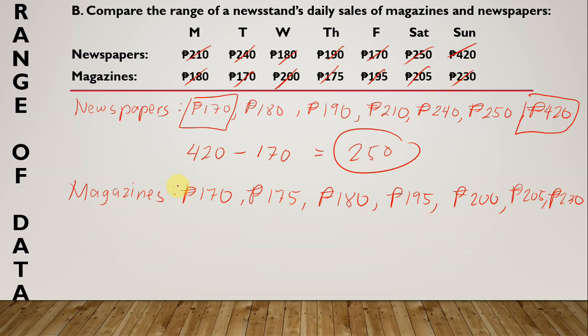Ang lowest range natin ay 170 pesos at ang highest range naman po natin ay 230 pesos. Subtract lang po ulit. Highest range, yung 230 pesos, minus lowest range, yung ating 170 pesos, and that is 60. So, ibig pong sabihin, ang range po ng daily sales ng newspapers ay 250 at ang range naman po ng daily sales ng magazine ay 60.